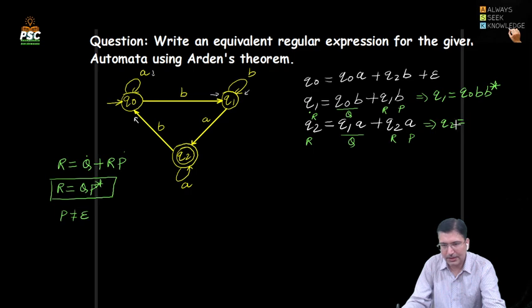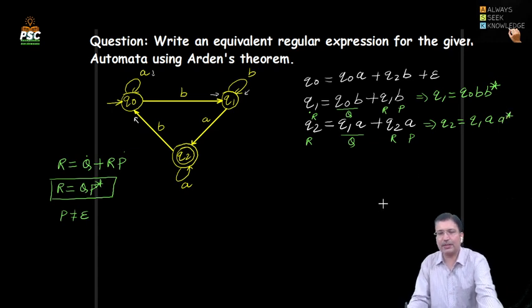No, this is RP asterisk, QP asterisk, right? So this is Q1, A, this is Q, and P star. P star means A star. So I hope it is clear how we can convert this and how we can utilize these expressions further. So I hope this is okay.